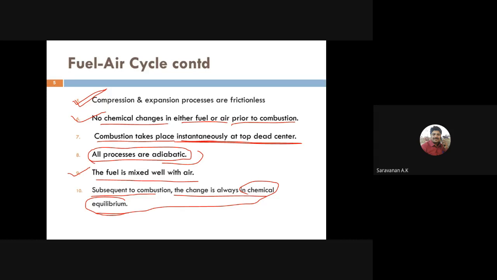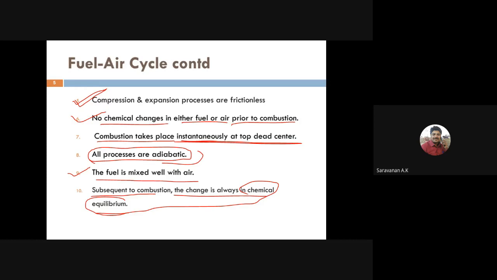What is the fuel air cycle, right? The theoretical cycle based on the actual properties of the cylinder contents is called the fuel air cycle. It provides a rough idea for comparison with actual performance, right? The air standard cycle gives an estimate of engine performance that is much higher, much greater than the actual performance, right?